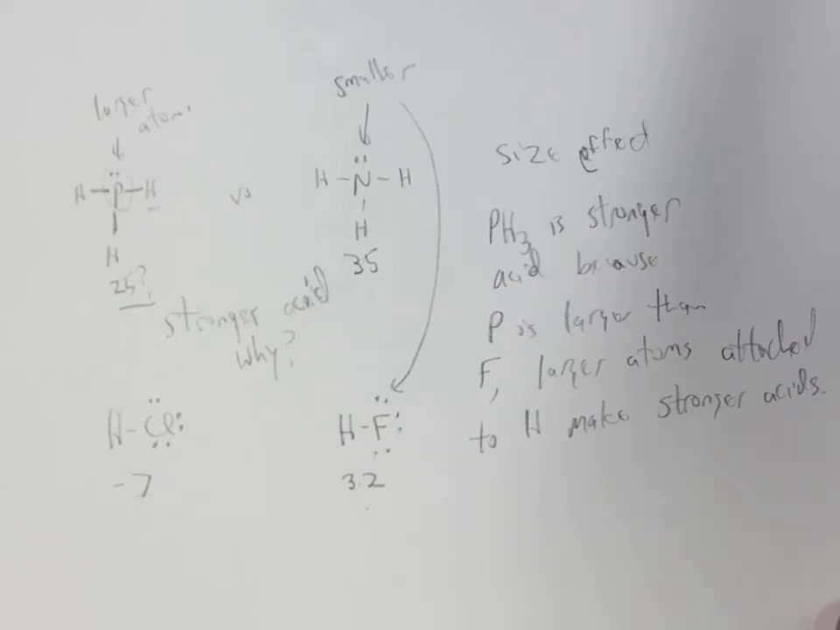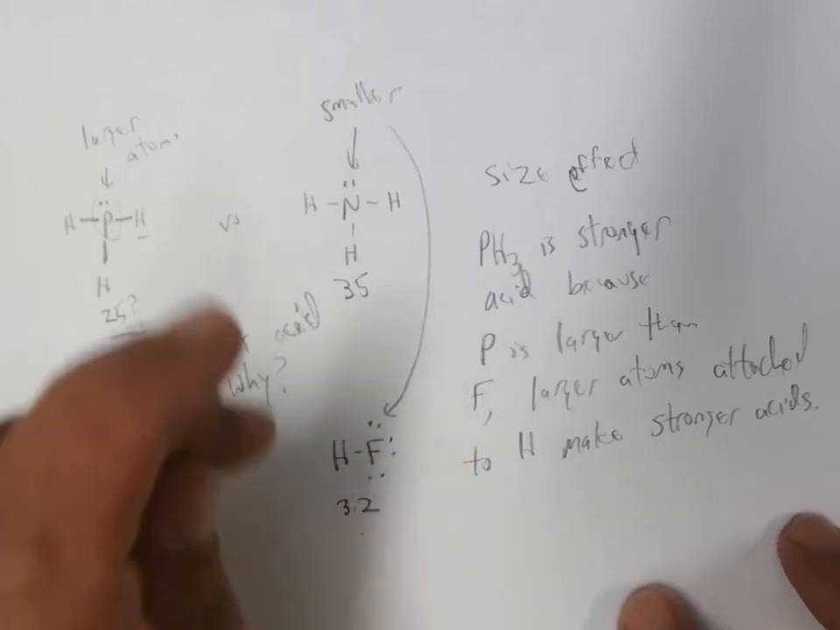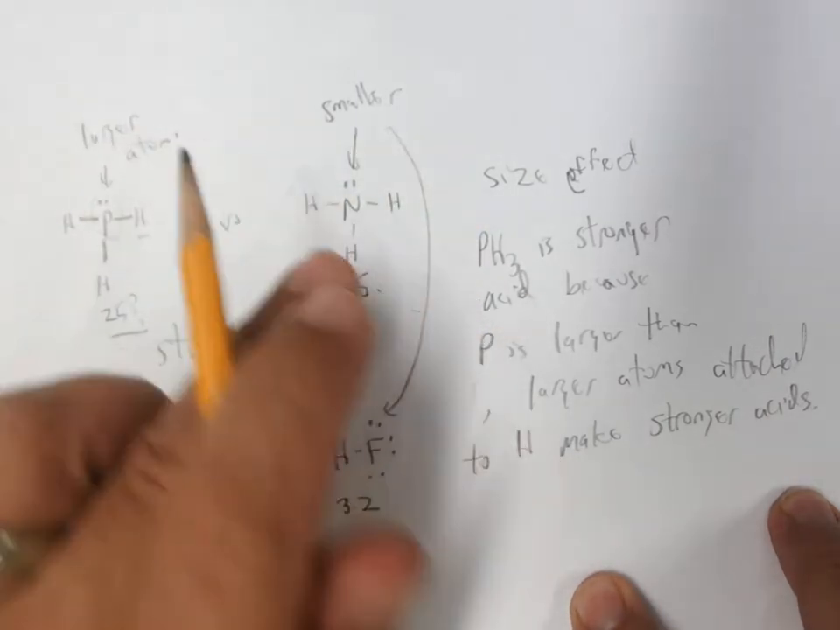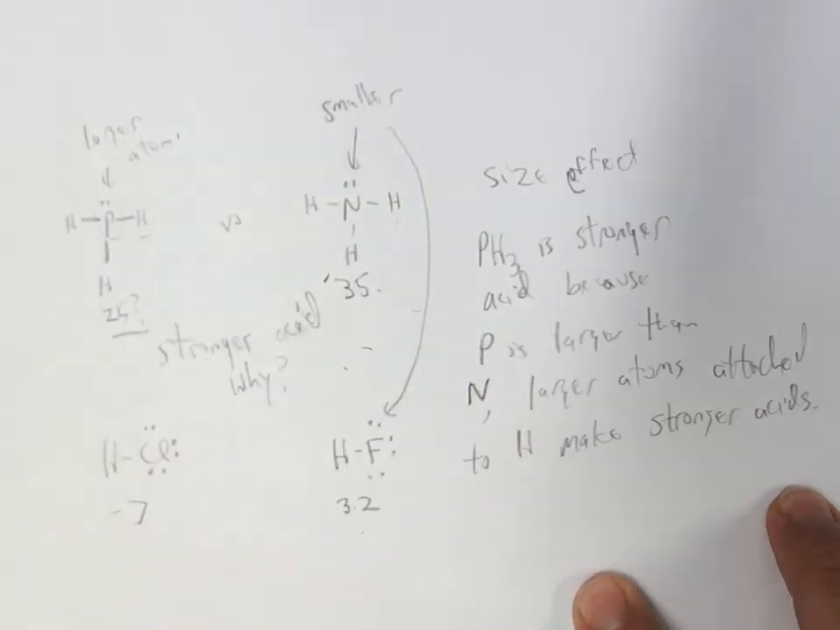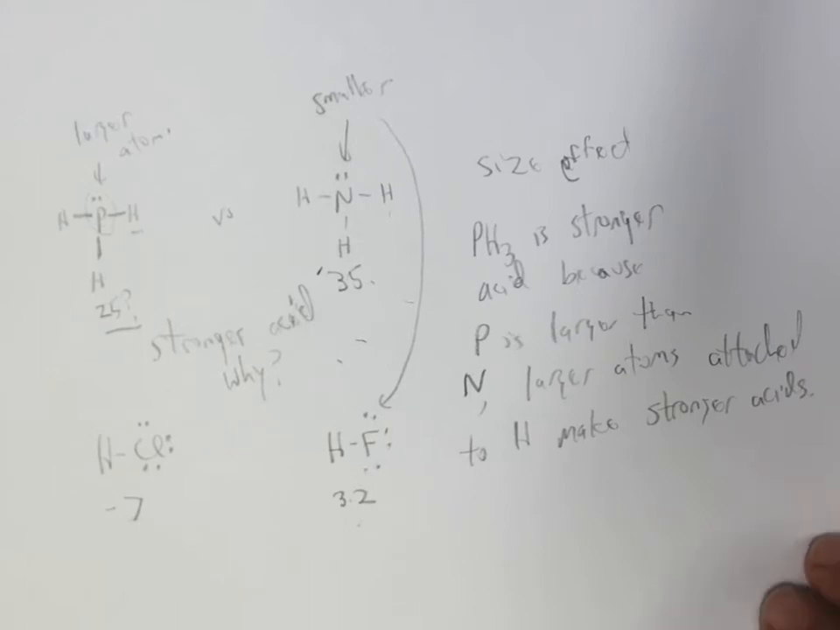So there we go. Which is a stronger acid? The phosphine by quite a bit, because the phosphorus is a larger atom than nitrogen. Let me fix this little handcrafted typo for you. Phosphorus is larger than nitrogen, although it is larger than fluorine. That's not the comparison we were doing. So phosphorus is larger than nitrogen. The larger atoms attached to hydrogen make stronger acids.